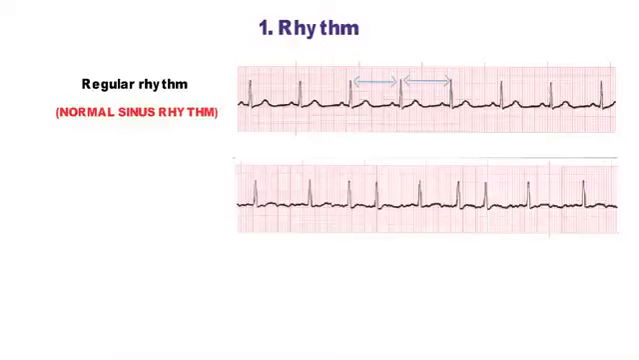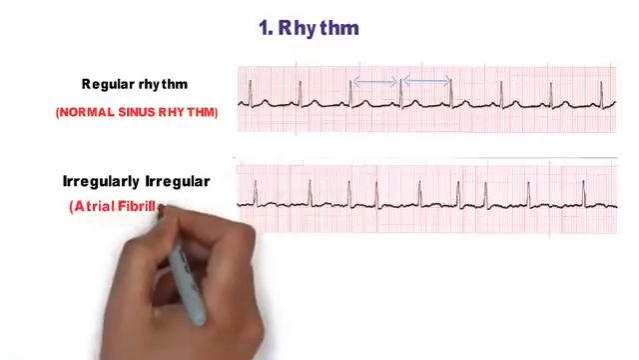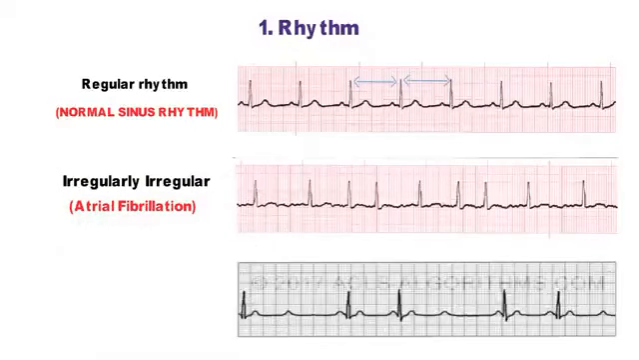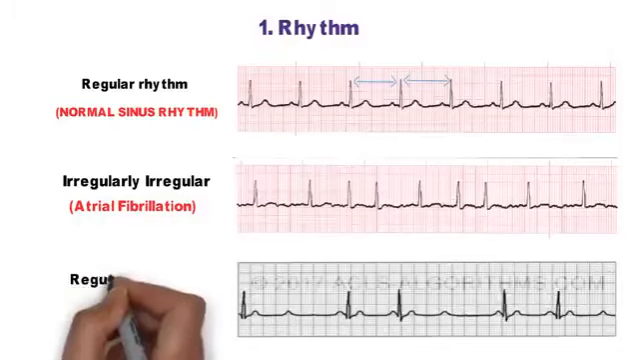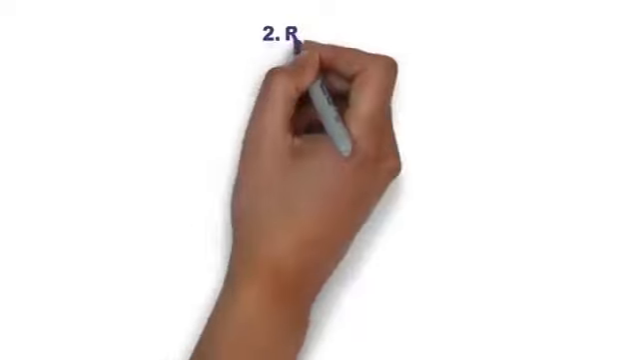In this second ECG, as you can see, the RR interval is not equal at any time and there is no identifiable P wave. The rhythm is irregularly irregular, which occurs most commonly in atrial fibrillation. Now look at this ECG. Normal regular rate with regular drop beat. So the rhythm is regularly irregular, which is seen most commonly in second degree heart block type 2.